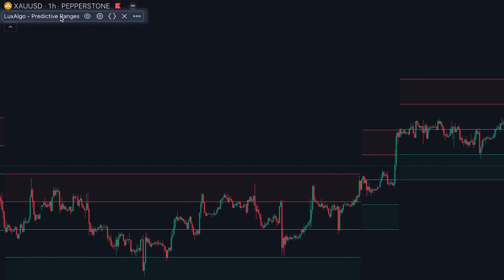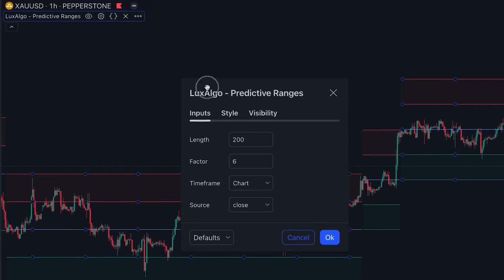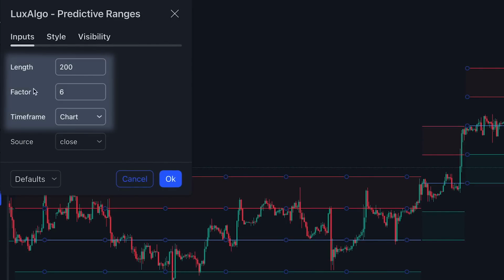If we go into the settings, by clicking this gear icon, we can see we have access to the length, factor, and timeframe variables. The length variable controls the ATR length used for the indicator calculations. The factor controls the range's width. Higher values will return less frequent ranges, each having a wider width.